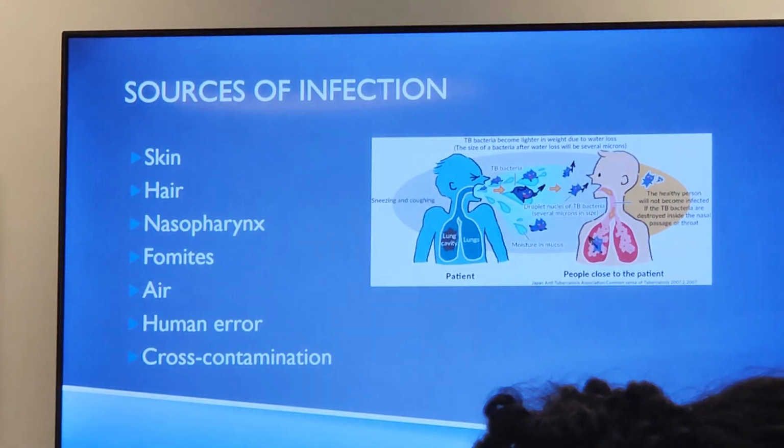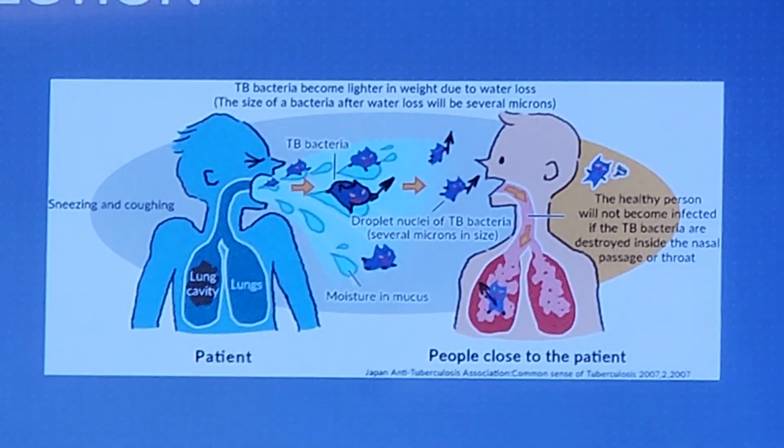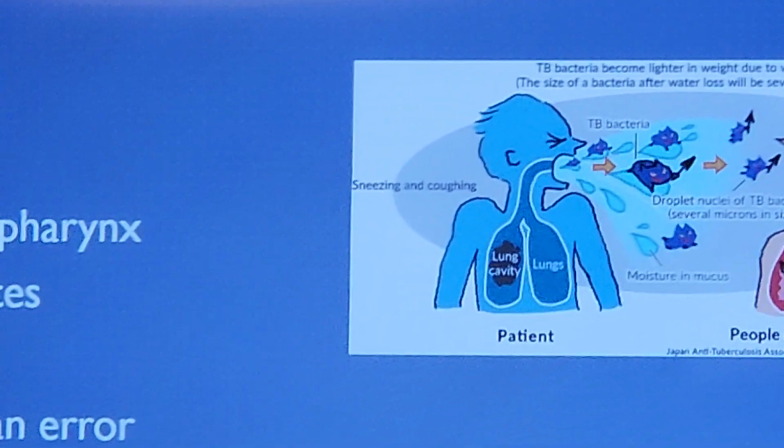What are our main sources of infection? These are good to know. Of course, skin, hair. Yes, hair is a mode of transmission. Nasopharynx, lice. Who knows? Lice, that's right.